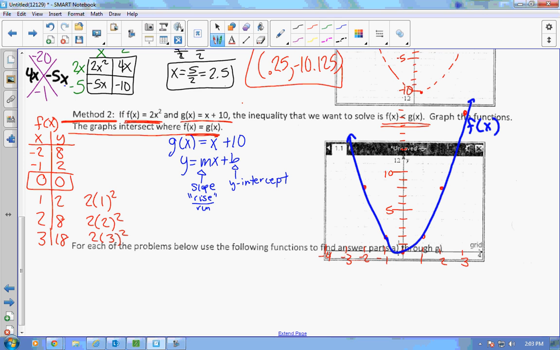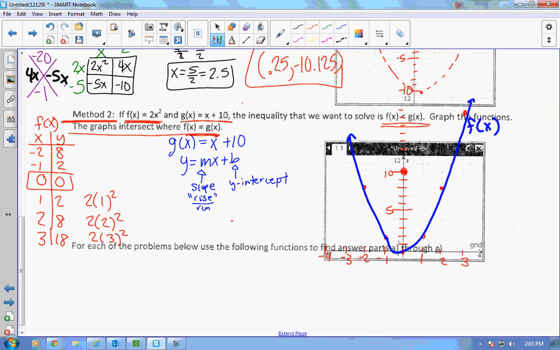Gabby, what is the y-intercept of our g function? The y-intercept comes after the x. It's being added or subtracted to the x. 10. Yep. So we come up here and we plot our 10. And then we use the slope to get more points.